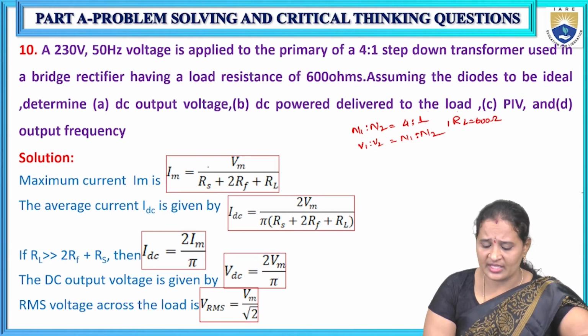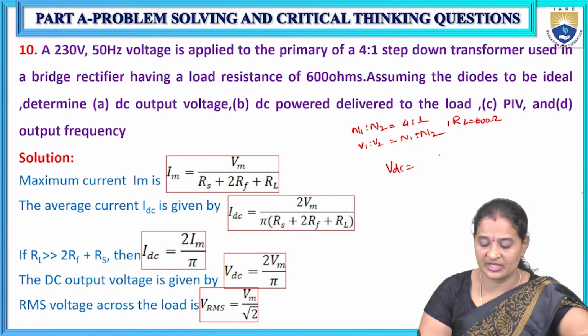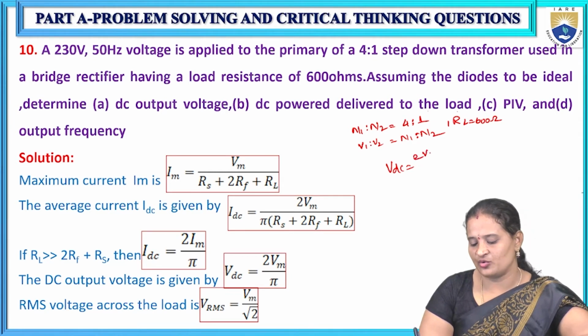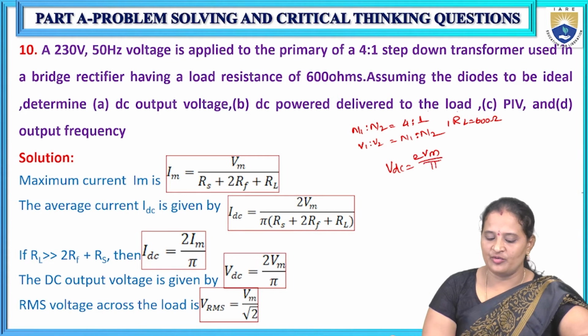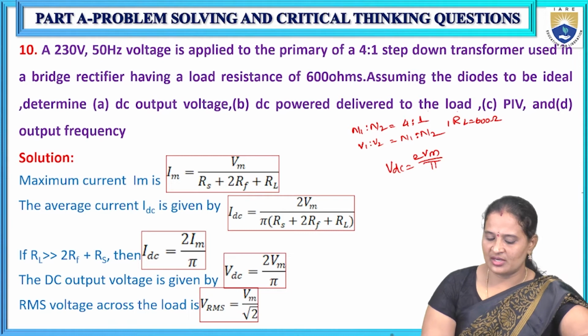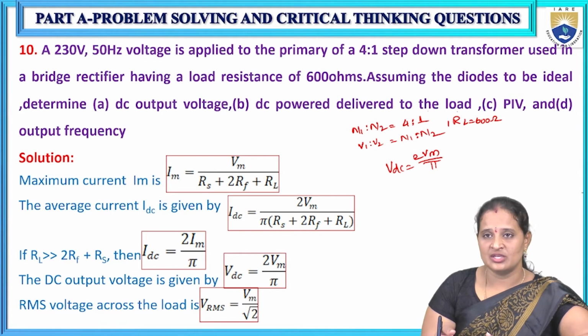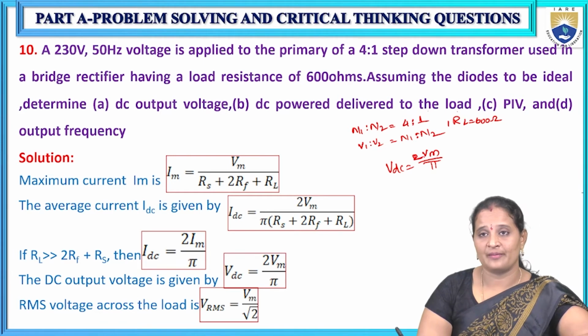So for the DC output voltage, what is the formula? VDC. Is it a half wave or full wave? Bridge rectifier: 2Vm by pi, right? And he didn't mention the internal resistances of the transformer secondary and diode, so that means we need to consider them as 0. That is why 2Vm by pi.